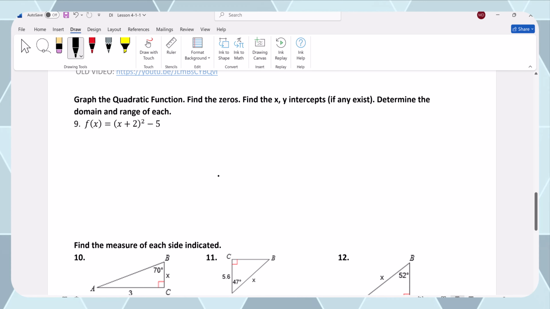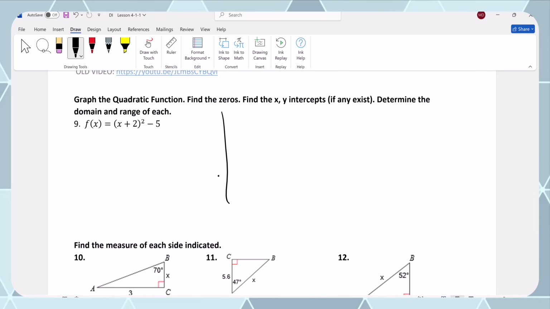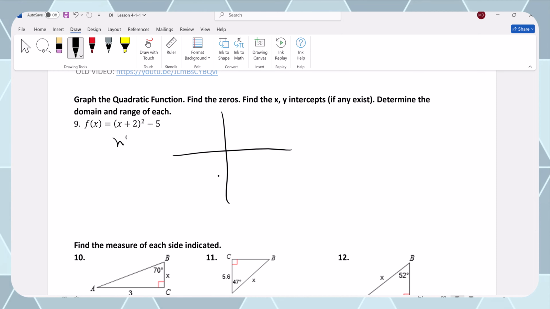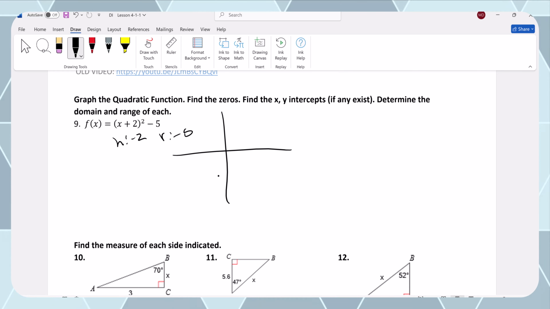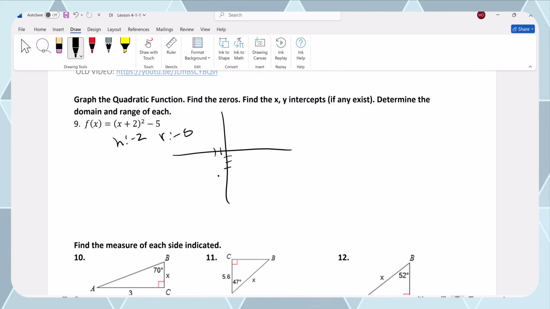It says graph the quadratic function, find the zeros, etc. So the horizontal shift is -2, the vertical shift is -5. So that right there is your vertex.